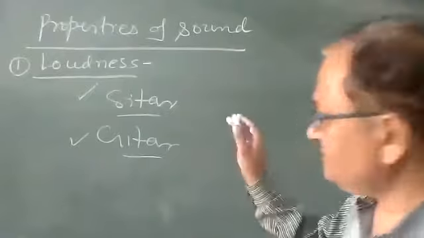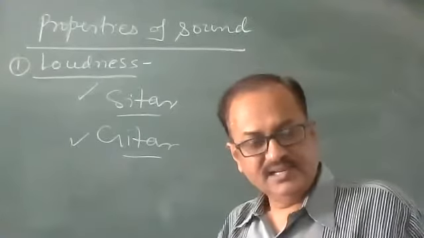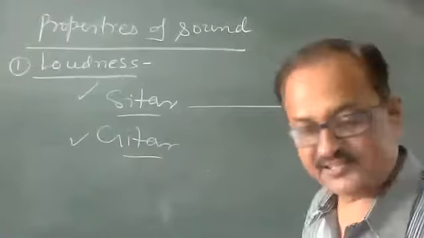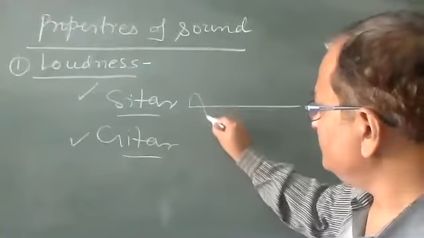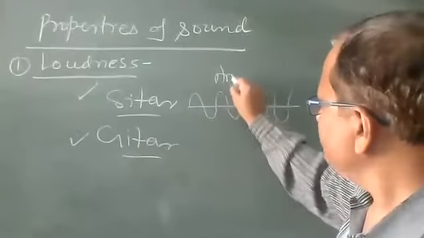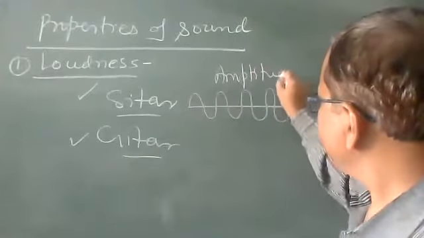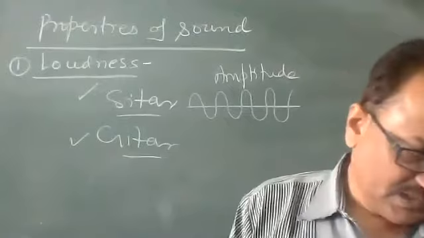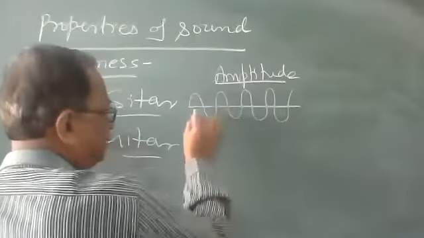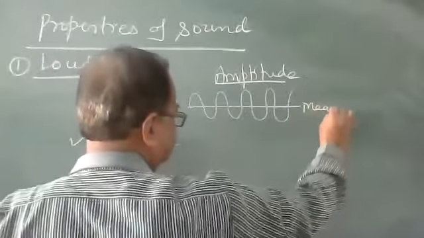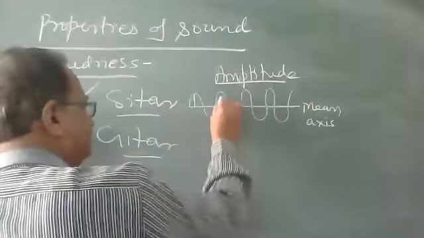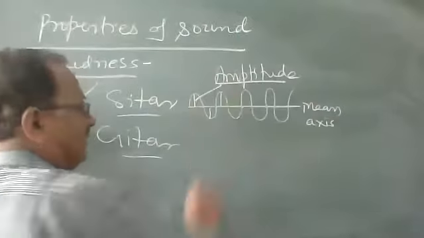Sound propagates in the form of waves like this. This is the mean axis, and here is low energy. We know about the amplitude. Loudness is related to the amplitude. This distance from the mean axis is called the amplitude.